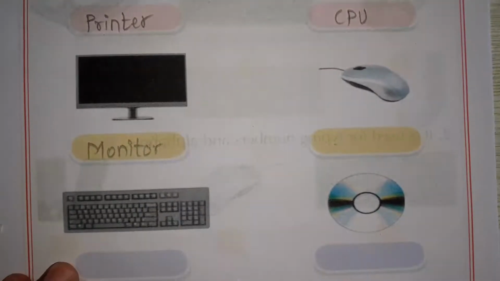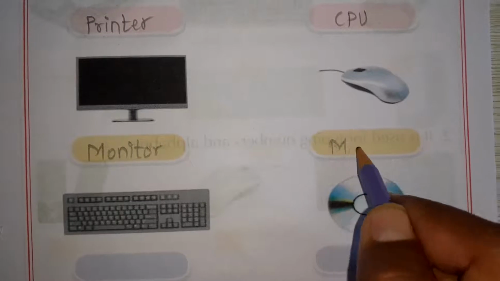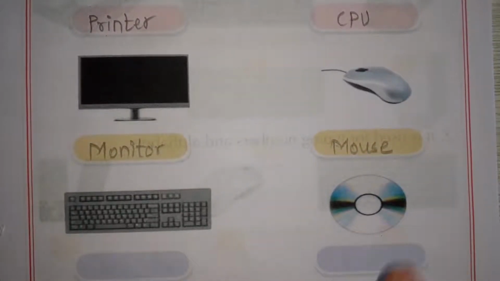Monitor looks like a television set. It shows pictures, images. Correct? What is this picture? It is the mouse. What is mouse? Mouse has 2 or 3 buttons. Okay? And mouse is a pointing device.